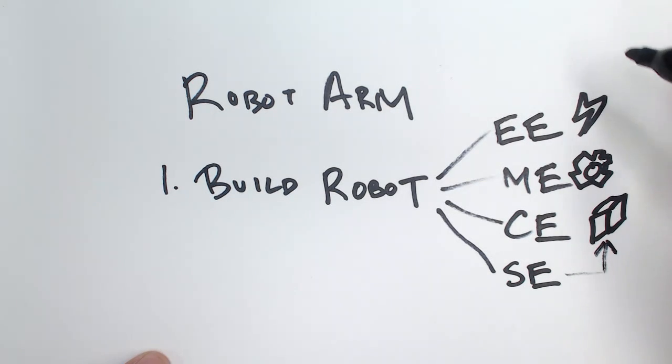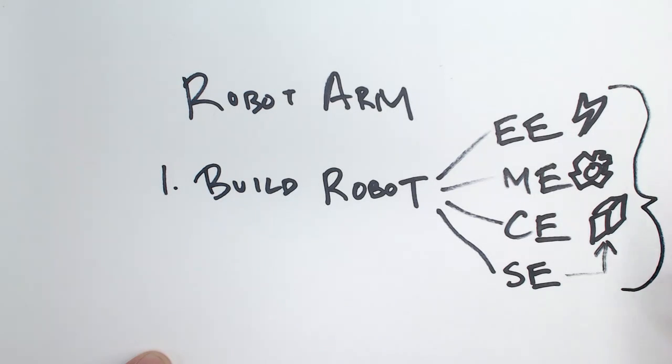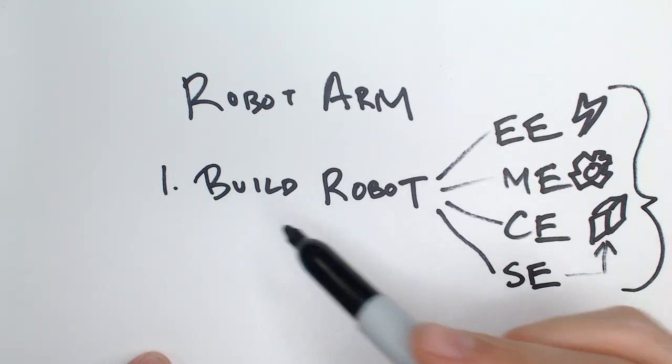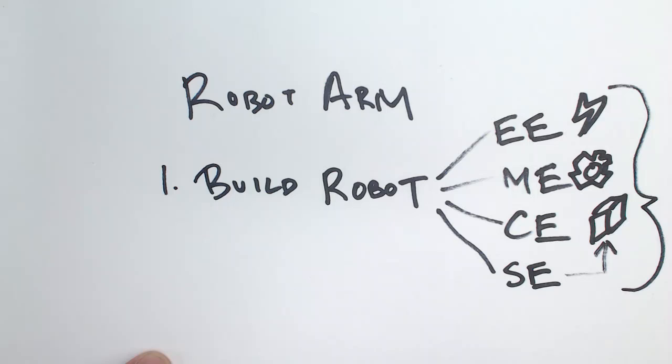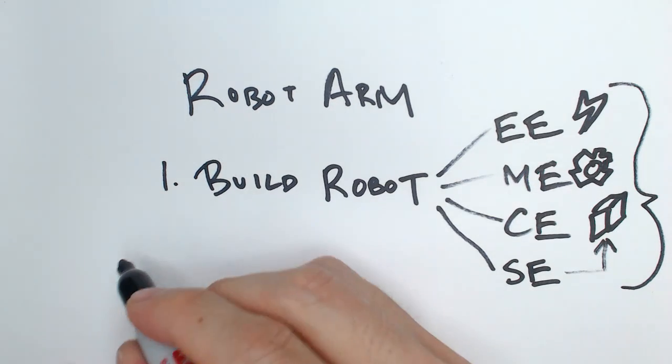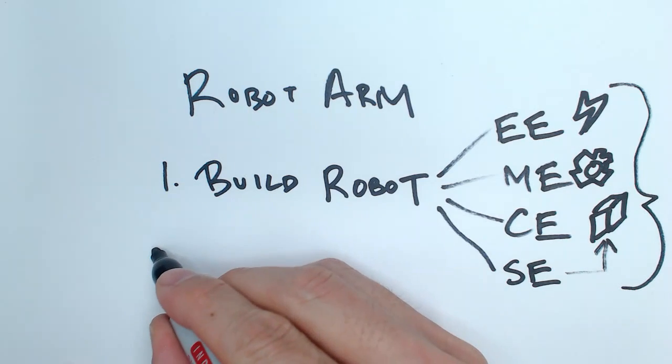So all of these things together need to come together in order for you to build a robot. So we're going to learn about all four of these things. So that's cool. Now the other thing that we're going to learn about, which I think is just as important, is this.